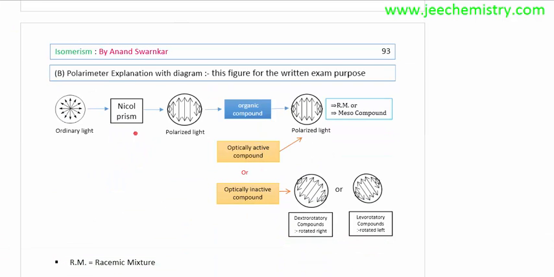If ordinary light passes through a nicol prism, we get plane polarized light. Then this passes through organic compounds. Dextrorotatory equal to levorotatory gives meso compounds. For optically active compounds, this is a dextrorotatory compound, and this is a levorotatory compound. Dextrorotatory compounds rotate the plane polarized light to the right, and levorotatory compounds rotate the plane polarized light to the left. The racemic mixture is the major compound.